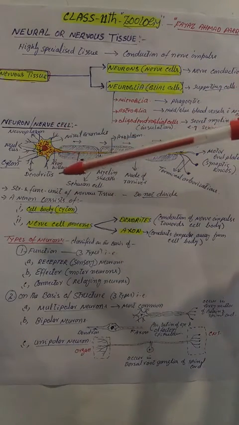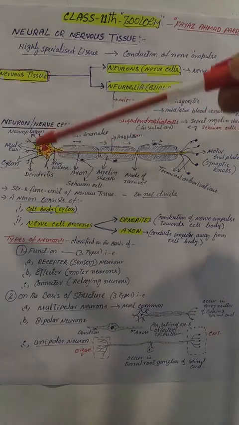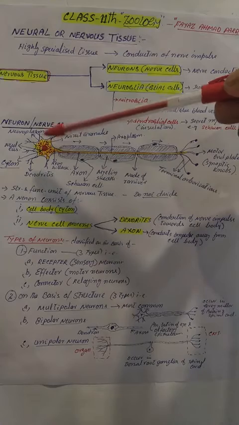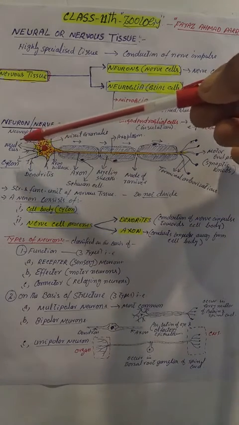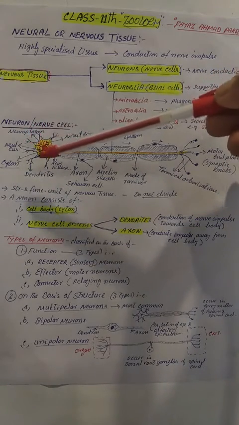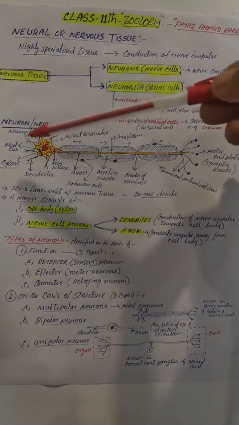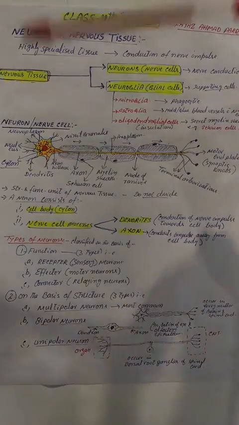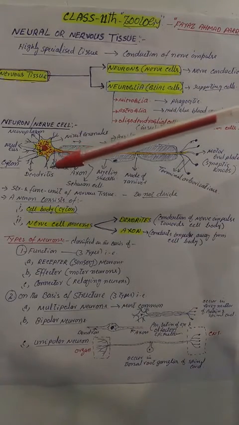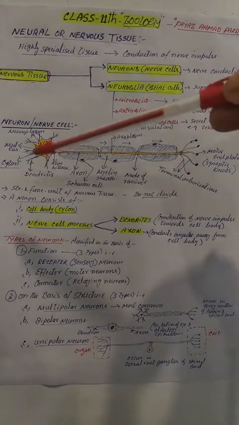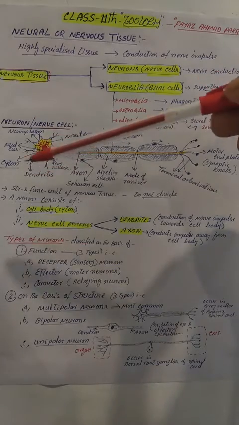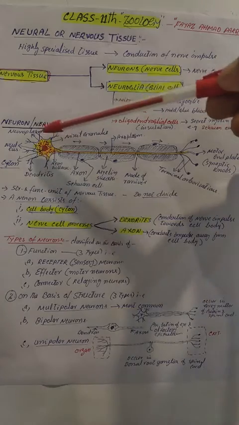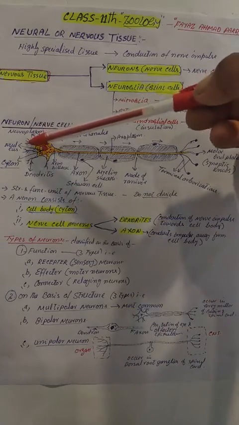Dendrites and axons. Now so far the dendrites are concerned, these are many short, tapering and branched processes. Their branching provides a considerable surface for receiving impulses. These conduct impulses toward the cell body. So dendrites, they transmit the impulse toward the cell body.